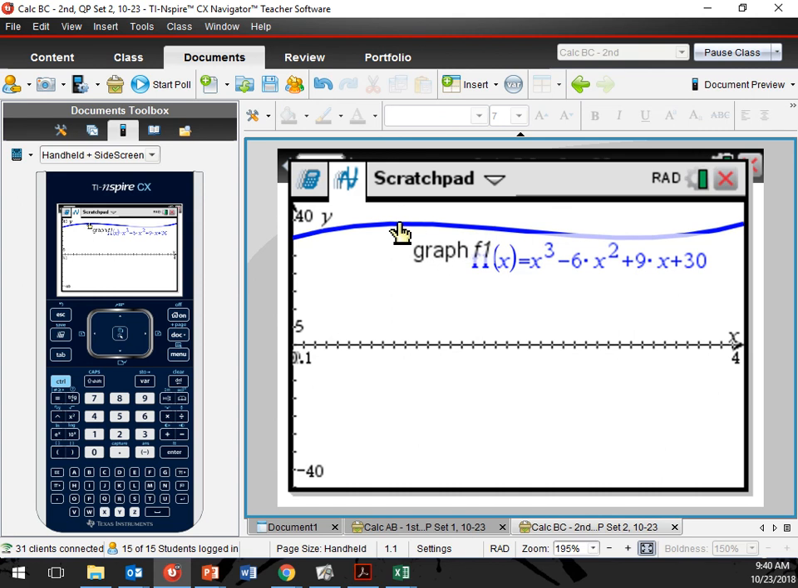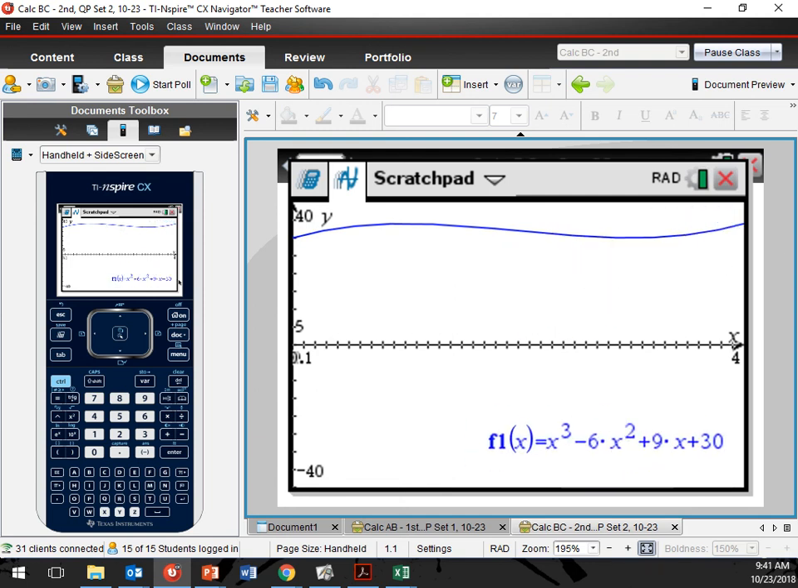So here's my 1, right? So we said 1 had to be a maximum, and we said that 3 had to be a minimum. Yep. See, that's what we have here. Not bad, right?